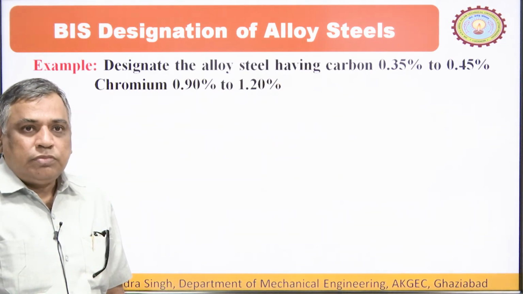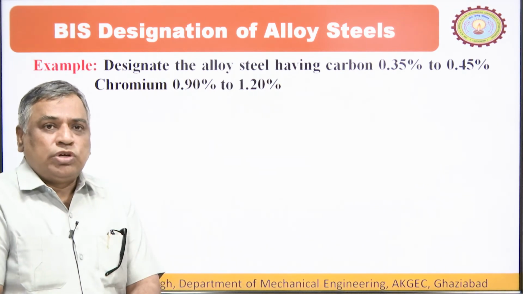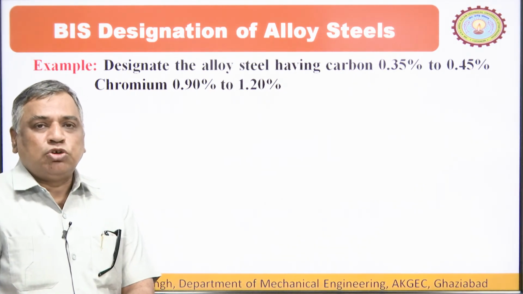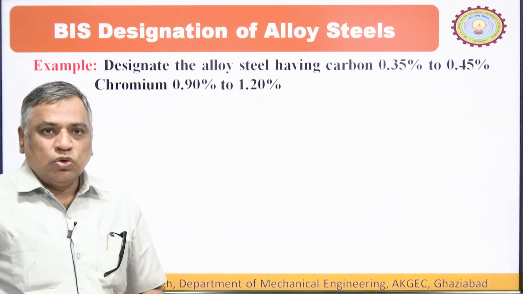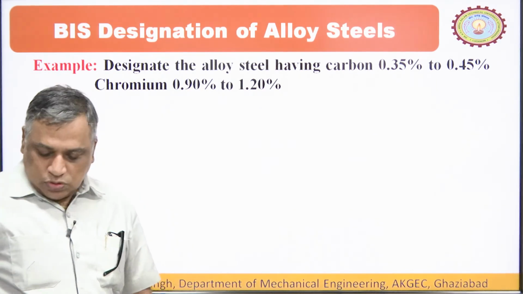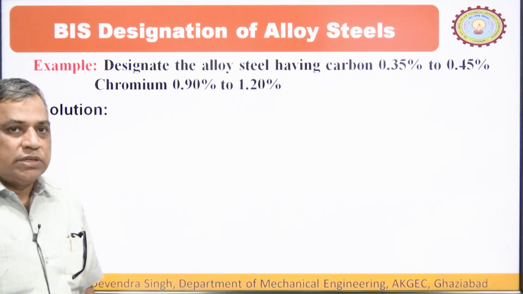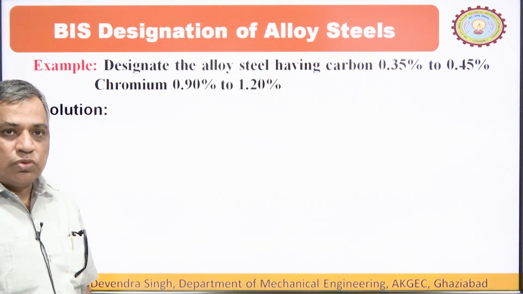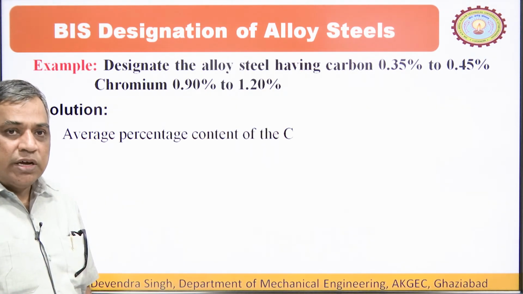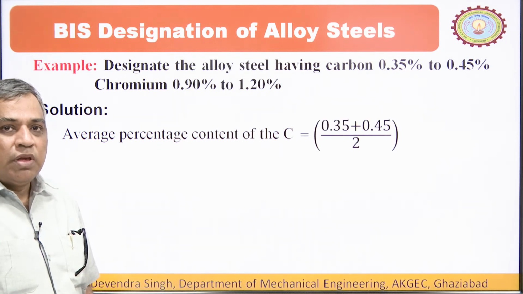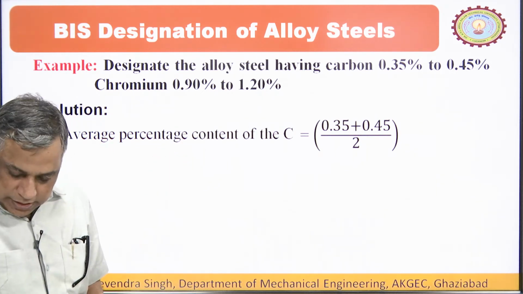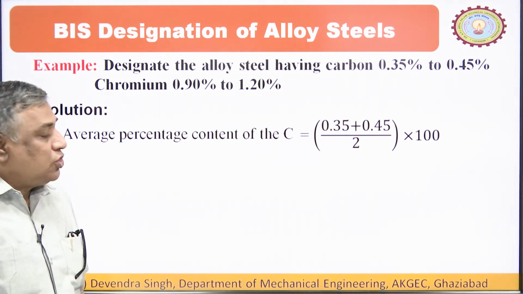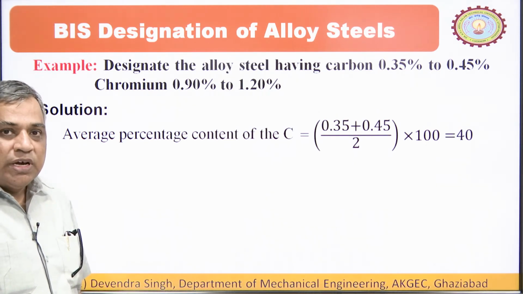So, now, this is an example. To designate the alloy steel having carbon 0.35 to 0.45% and chromium 0.90 to 1.20%. So, there is only chromium. So, we need to find out how we should designate it. So, the average percentage content of carbon, 0.35 to 0.45, we took the average, divided by 2, and the average multiplied by 100. This is the first figure, it will be 40. The first figure will be 40.